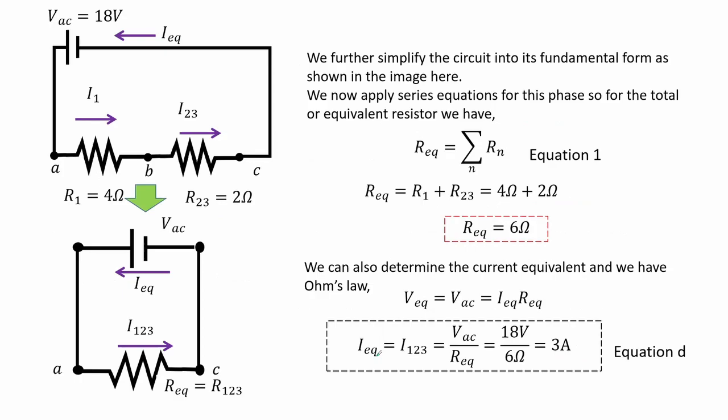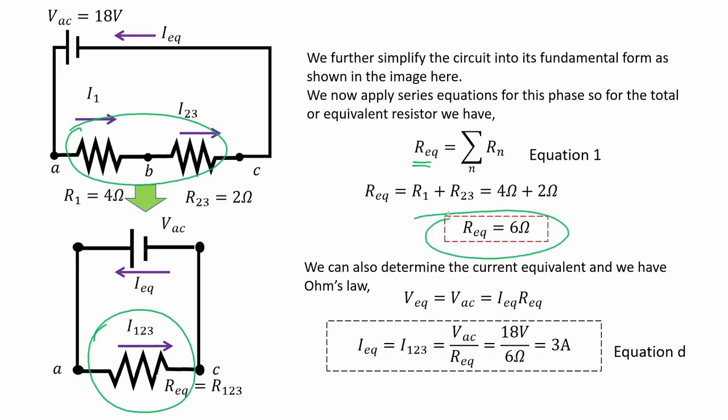We further simplify the circuit into its fundamental form as shown in the image here. We now apply series equations for this phase. So for the total or equivalent resistor we have equation 1 and its total or equivalent resistance of the circuit is 6 ohms. We can further determine the parameters in the circuit starting with the equivalent current, which is done by using Ohm's law, and we get that it is 3 amperes as shown in equation D.